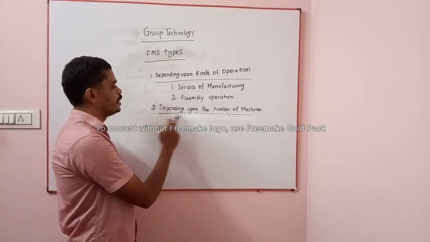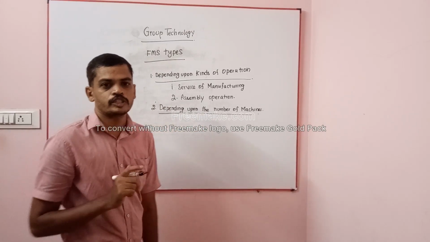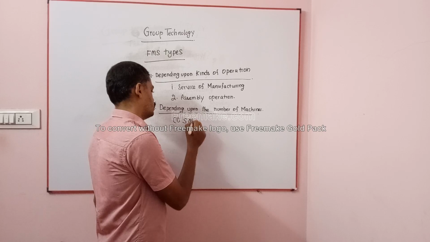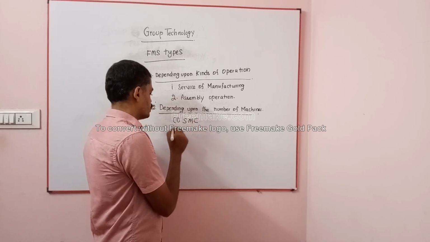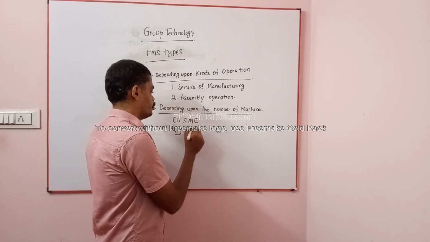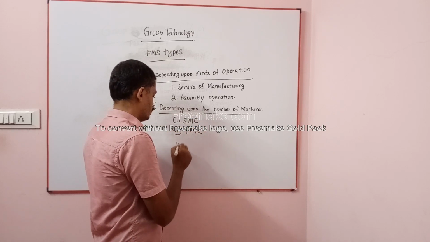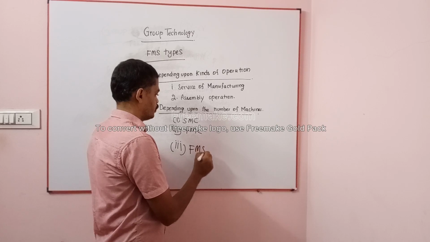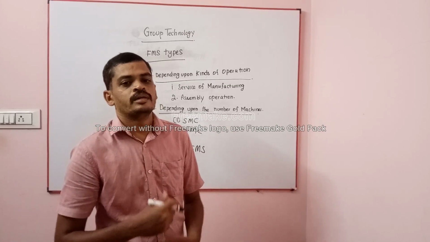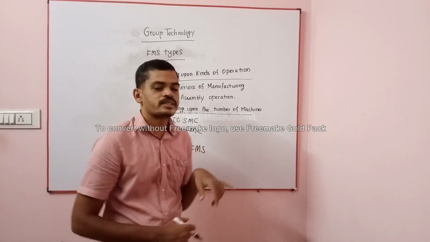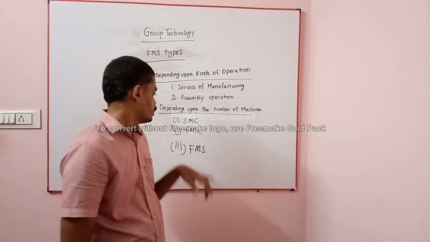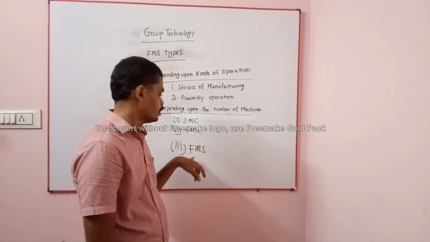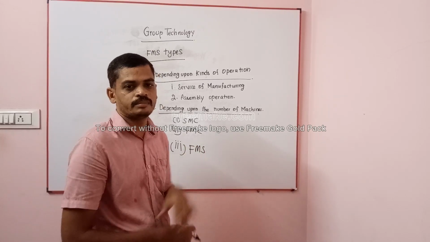Next one is depending upon the number of machines. First one is SMC. Second one is FMC. Third one is FMS. SMC means single machine cell, FMC means flexible manufacturing cell, and FMS means flexible manufacturing system.